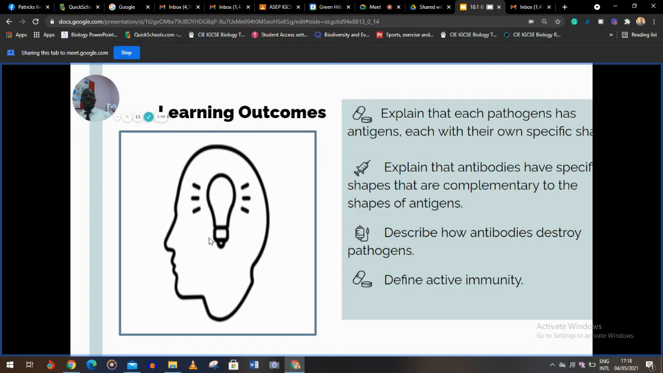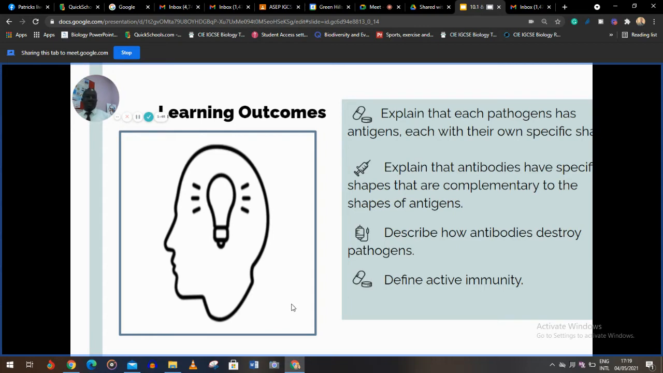So the outcomes here: we explain that each pathogen has antigens, each with their own specific shape, which promotes the production of antibodies in the body from the lymphocytes. We also explain that antibodies have specific shapes that are complementary to the shape of antigens. I also describe how antibodies destroy pathogens. We shall also define what an active immunity is.